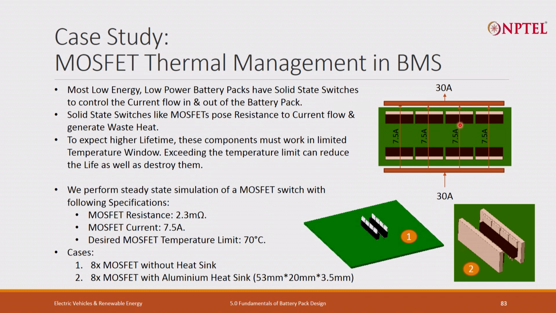We were also talking about the current parallelization path. What will happen if these two MOSFETs get 6 ampere each and these two MOSFETs get 9 ampere each? So if my current is not parallel in each of the MOSFETs, think about it, it is homework.